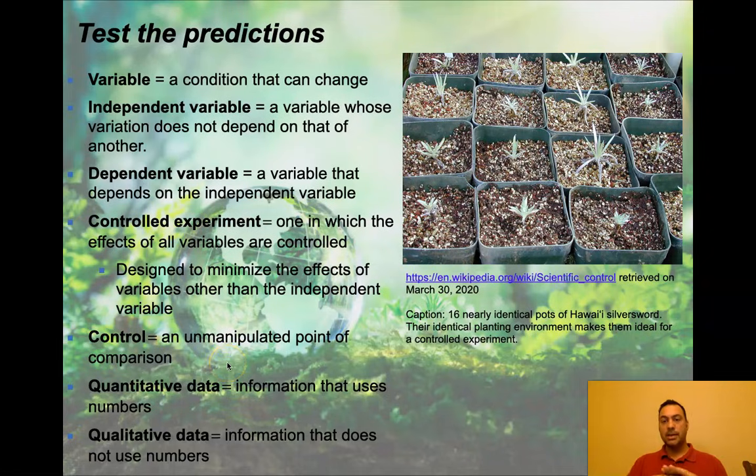So as long as everything is the same and you do everything the same, the only thing you're changing is the one thing, the control shows you what the outcome would have been had you not made that change. There's two ways that this is usually reported.